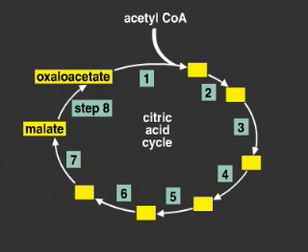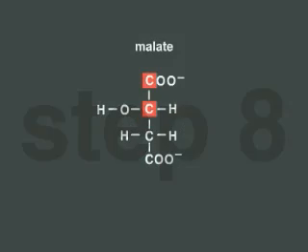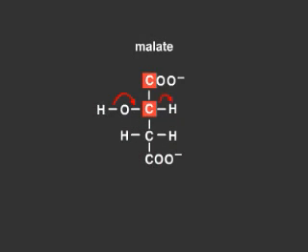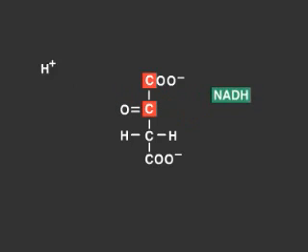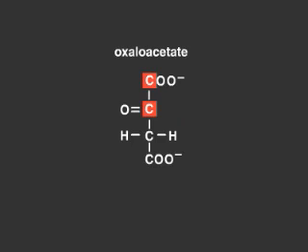The next step produces the final NADH molecule. In this reaction, malate is converted to oxaloacetate. The carbon carrying the hydroxyl group is converted to a carbonyl group. This reaction releases hydrogen atoms and converts NAD+ to NADH, releasing a proton, and producing the 4-carbon oxaloacetate.